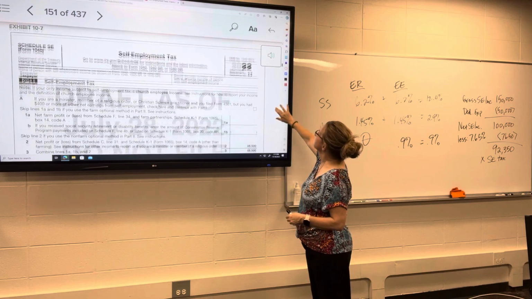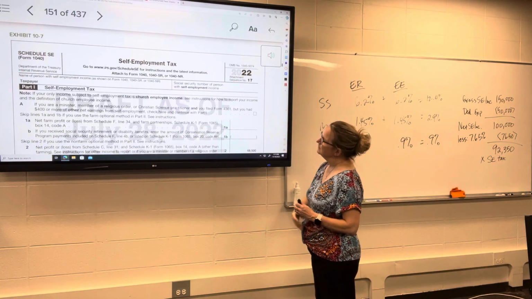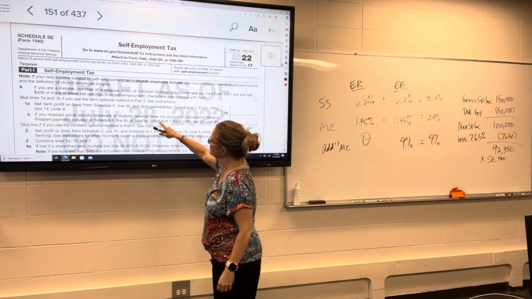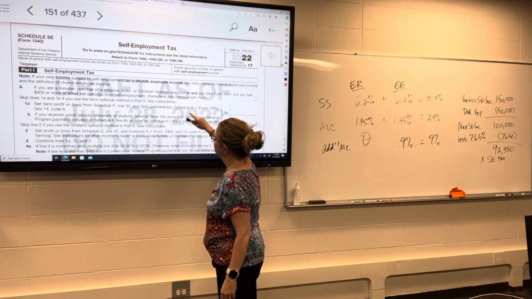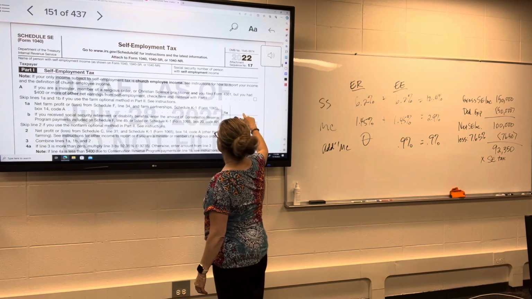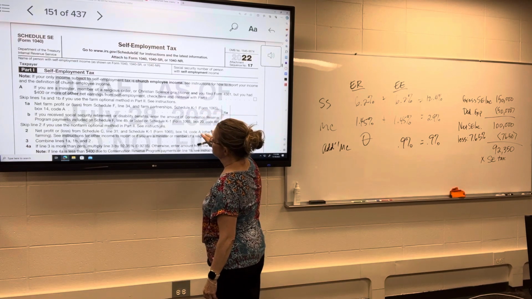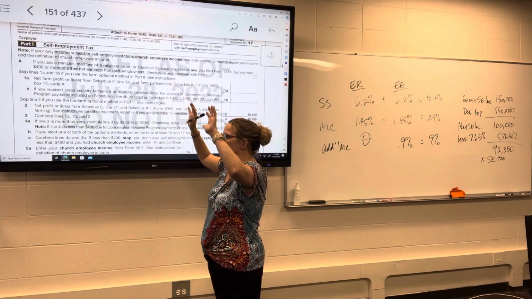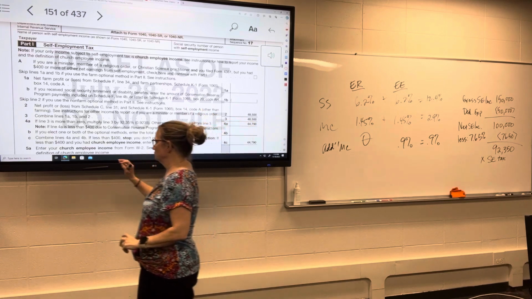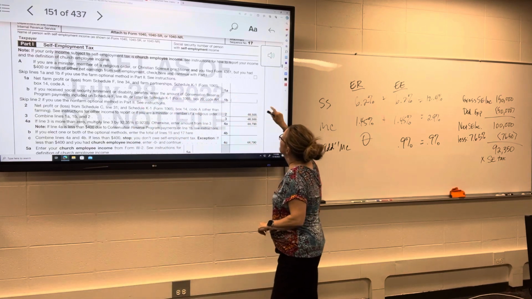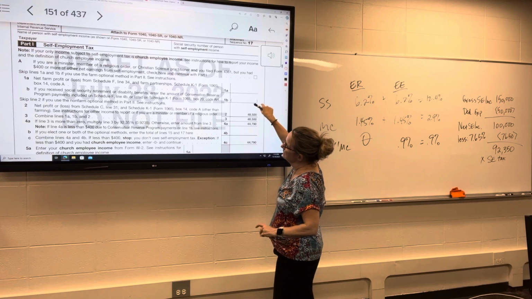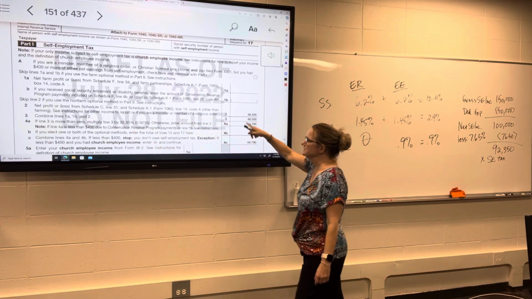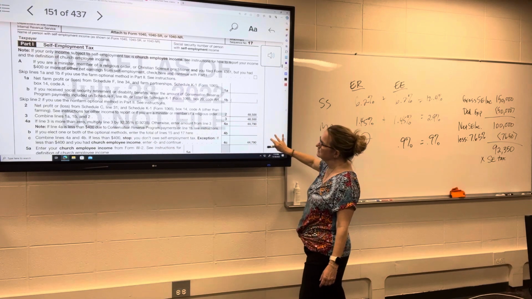Here's our Schedule SE, if you recall. I mentioned the 400 and the minister's question. Church ministers have special rules, so that's why that is listed there. Okay, so line 2, net profit or loss from Schedule C. Line 31 is going to go here.